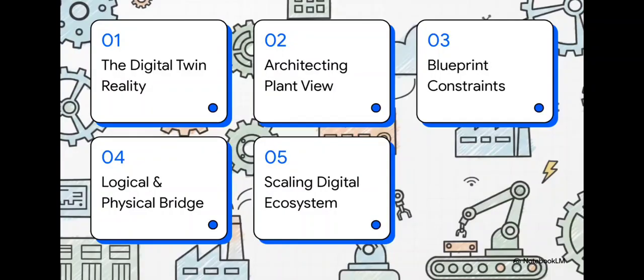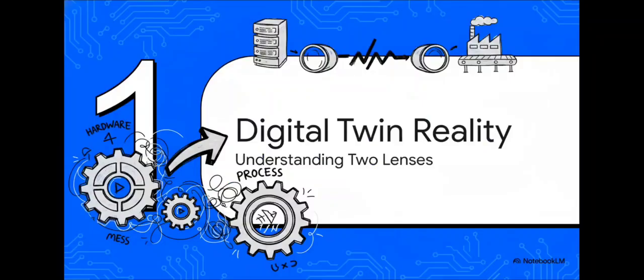Here is our roadmap for today. We've got 5 key pillars to cover. First, the digital twin reality. Second, architecting the plant view. Third, strict blueprint constraints. Fourth, bridging logical and physical. And finally, scaling the digital ecosystem. Starting off with Section 1, the digital twin reality, understanding the 2 lenses.